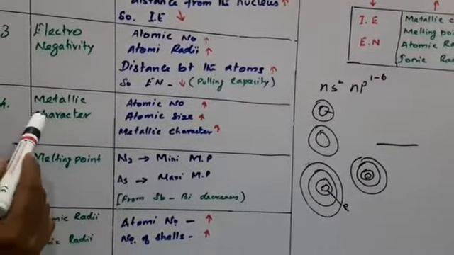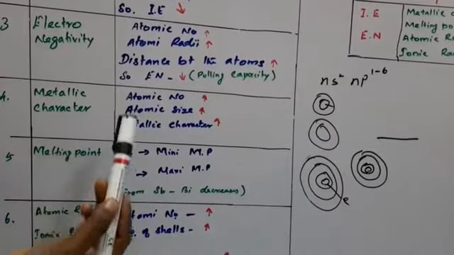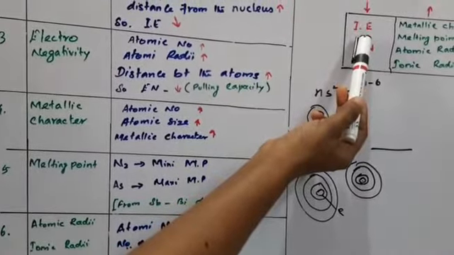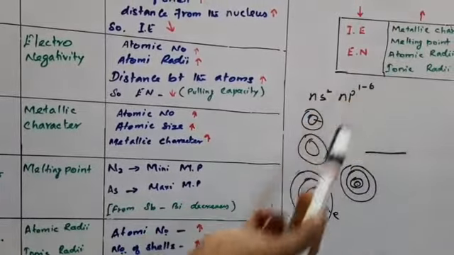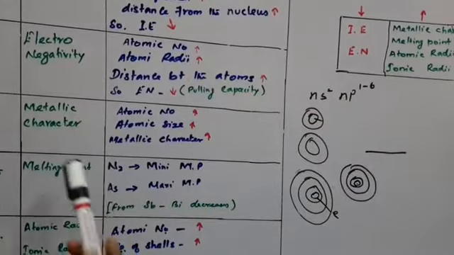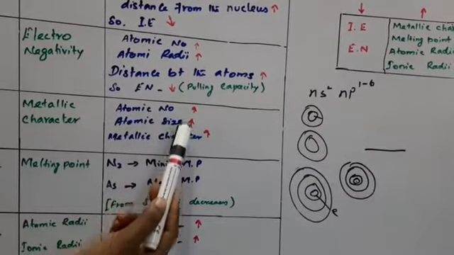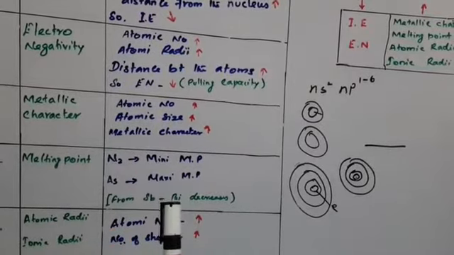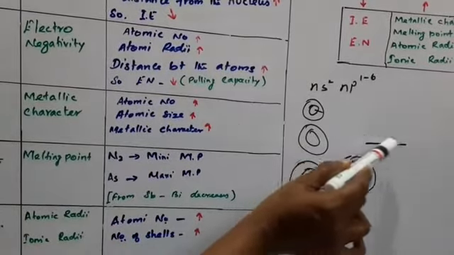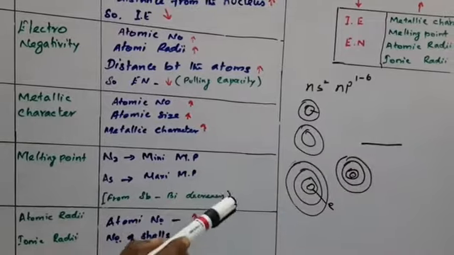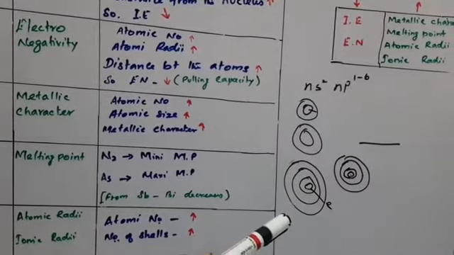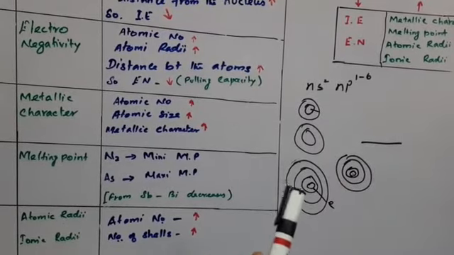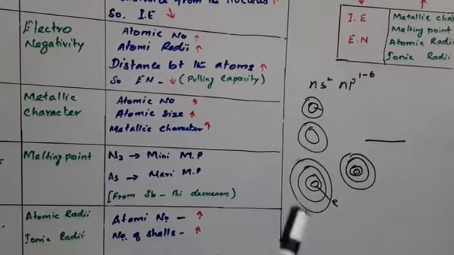Okay, right. Next one, metallic character. Down the group ionization enthalpy decreases, and at the same time the metallic character increases. Here the atomic number increases, atomic size increases, and the metallic character automatically increases. Along the period the non-metallic character increases, so the halogen family and the oxygen family have many elements that exist in the non-metallic form.